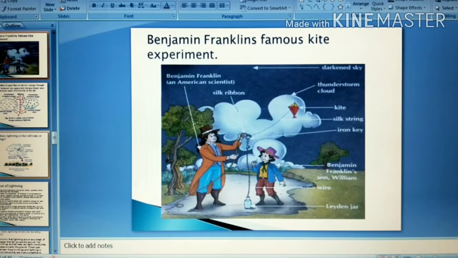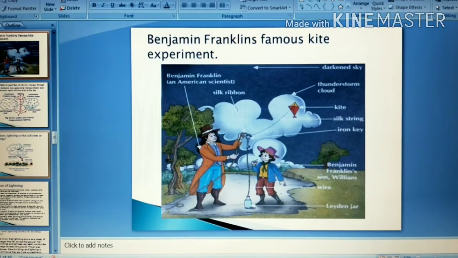Finally, as the sky darkened and a thunderstorm approached, they attached a silk ribbon to the key. Holding on to the kite by the silk ribbon, Benjamin flew the kite, and once it was aloft, he went into a barn so that he would not get wet. When a storm cloud passed over Franklin's kite, the negative charges in the cloud leaked into the kite, his kite string, his key, and the leaden jar attached to the key by a thin metal wire. Franklin, however, was unaffected by the electric charges because he was holding a dry silk string which insulated him from the charges on the key.